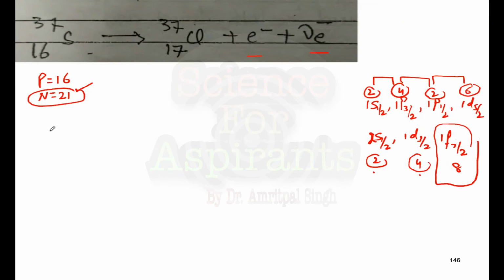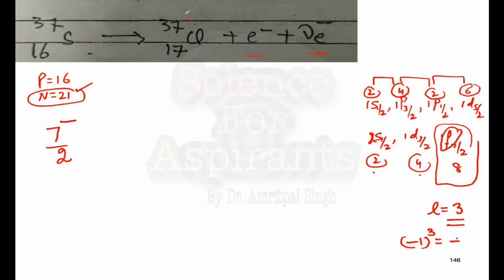state. So its J value is 7/2, and since it is in the f orbital, L is equal to 3 for this case. So when L is 3, parity will be minus. So its ground state spin will be 7/2 minus.